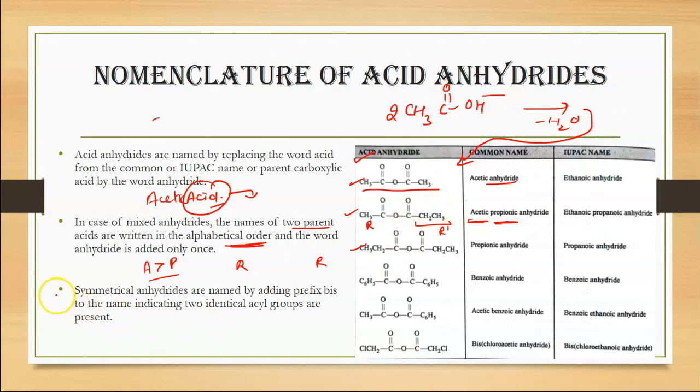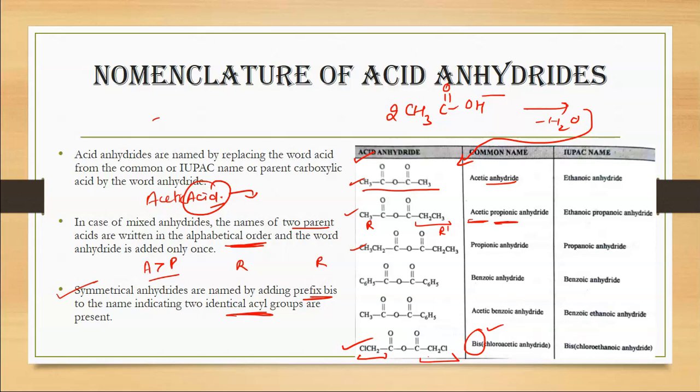Now in the case of symmetrical anhydride, you have to add the prefix bis to the name, indicating two identical acyl groups are present. See the last example over here, bis chloroacetic anhydride. We have used the term bis because you are trying to show that you have two same acyl groups present. That is why you use the term bis. This is how you are going to do the nomenclature of acid anhydride.